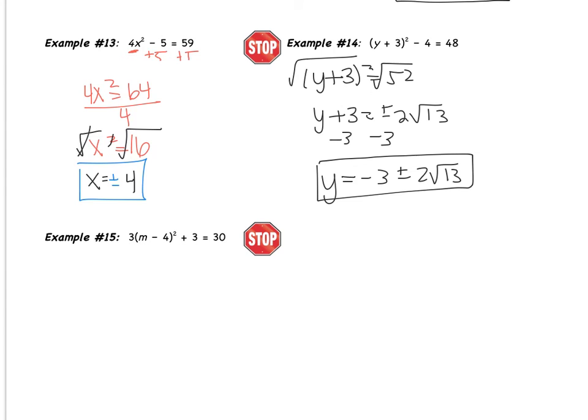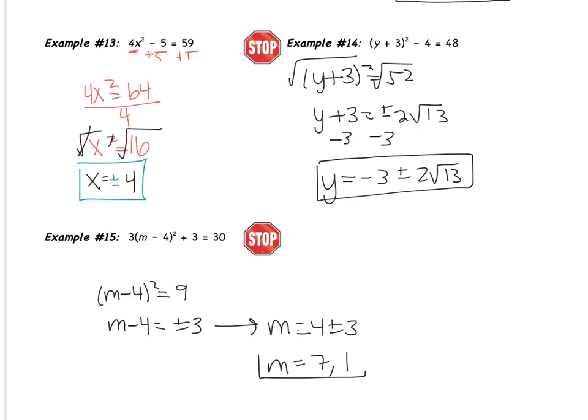Okay, let's see how we did. You should have gotten down to m minus 4 squared equals 9. When you take the square root, you get m minus 4 equals plus or minus 3. Solving, you get m equals 4 plus or minus 3. Okay, those are like terms, so you actually need to combine those. 4 plus 3 is 7, 4 minus 3 is 1. So those are the two answers that you should have gotten.